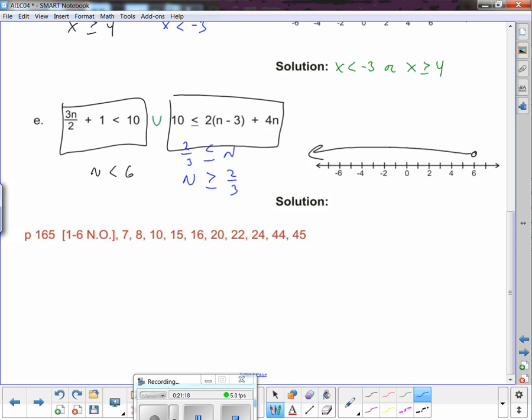Oh no, 2/3. What in the world are we going to do with that? How about 2/3 of the way between 0 and 1? Sound good? Approximately somewhere about in there, right? 2/3, an arrow to the right.